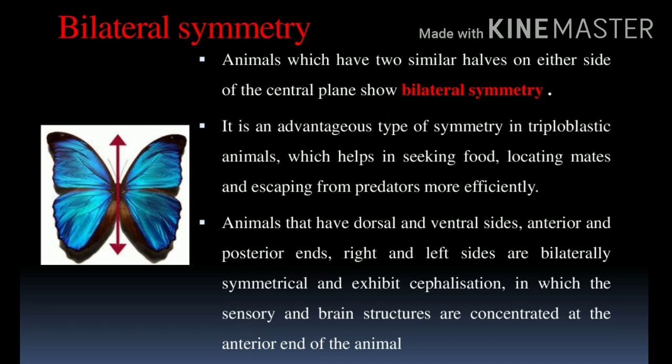Okay, next is bilateral symmetry. So what is bilateral symmetry? The animals have two similar halves on either side of the central plane.